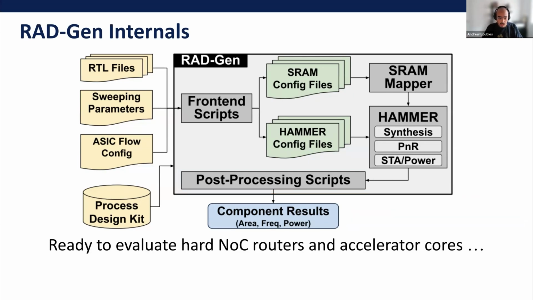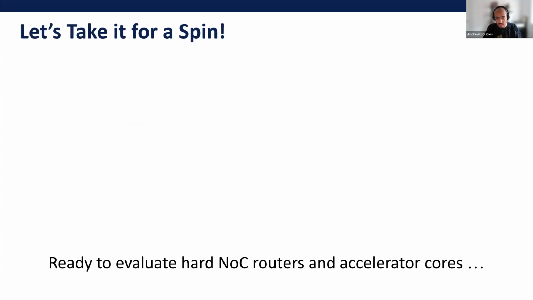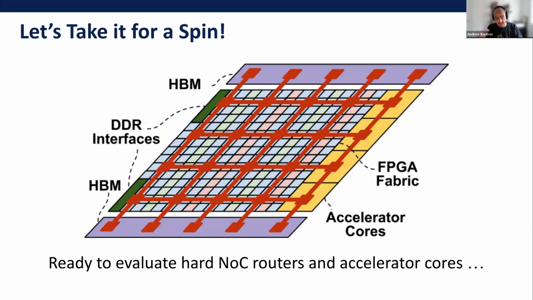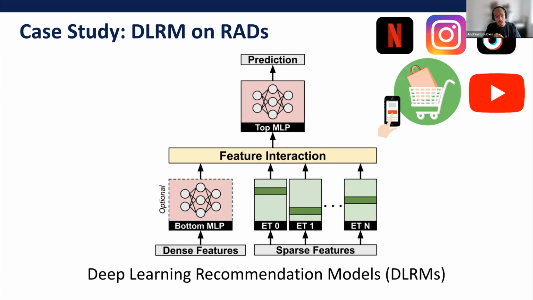RAD architecture. So given this RAD-Gen infrastructure, now we are ready to evaluate things like NoC routers and accelerator cores that are a candidate for integration in our RAD device. Again, going back to this picture that we are trying to model in the tool flow that we have. So in order to take those tools for a spin, we do a case study on one of the most interesting deep learning applications nowadays. Those are deep learning recommendation models, or DLRMs.